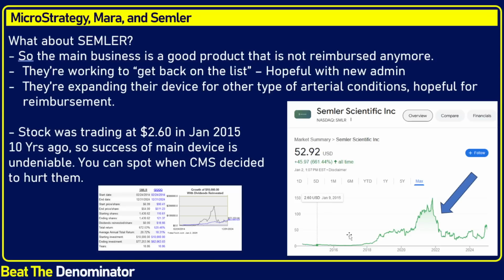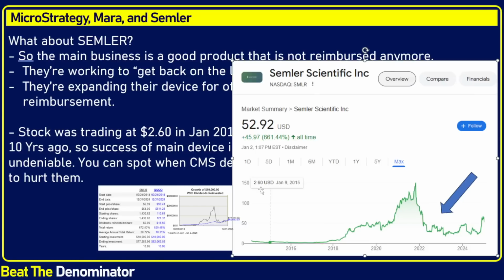If you do 10 years ago randomly here, you can see the stock was $2.60 on January 9, 2015. Today the stock is $53, and that is after the insane drop from the 150s. It peaked near 150. So at one point, this is a stock that was nearly a 70x on your money.